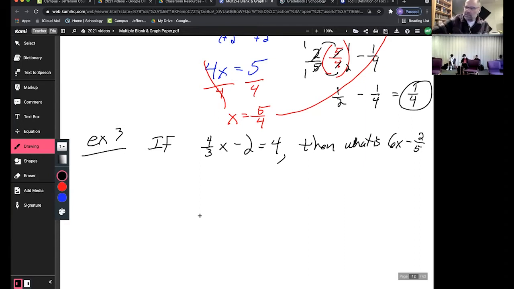So the fractions might slow you down a little bit, but it's still doable. And your answer is going to be kind of an ugly fraction, but it's the answer. So when you solve for x, you're going to get a fraction. And then you have to plug that fraction in to 6x minus 2/5. And then you'll get an even uglier fraction as your final answer.